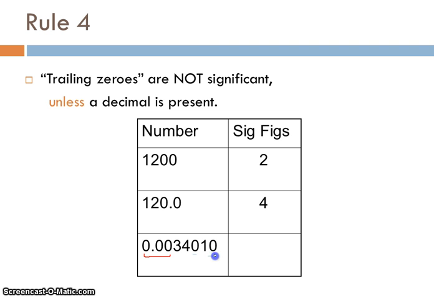And I have a trailing zero, but there is a decimal. Therefore, my leading zeros were never significant anyway, and the captive zero was significant, but the trailing zero is significant, which means I have 5 significant figures in this measured value. We're assuming these are all measurements.